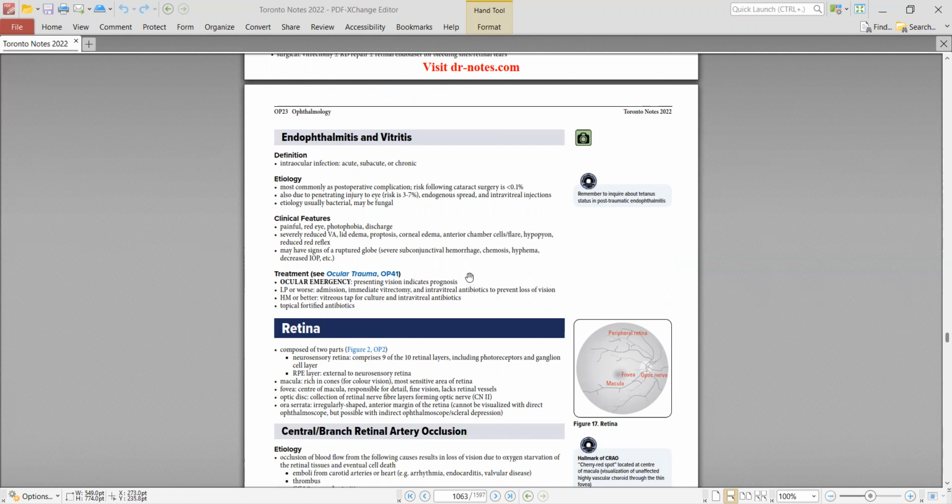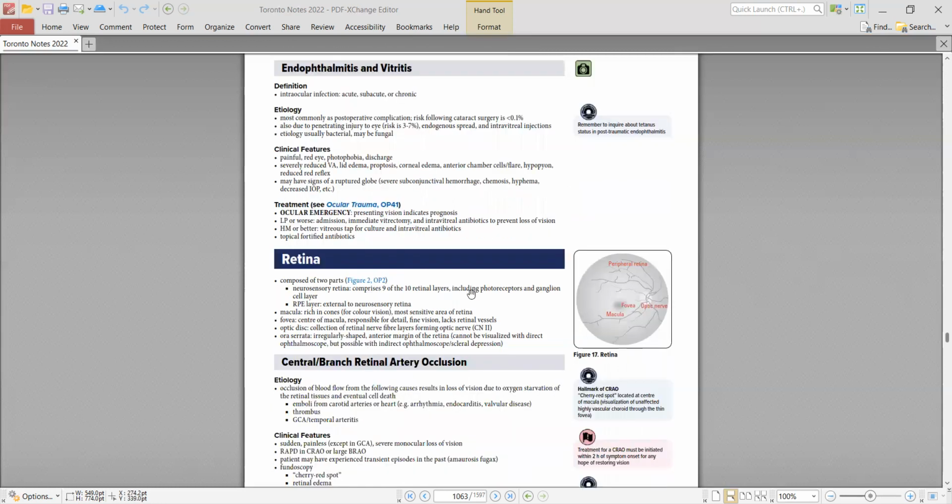So if the vision is there, it means there's some chance you can save the patient's vision. But if not, it's an ocular emergency. Lumbar puncture should be done. Admit the patient, immediate vitrectomy, intravitreal antibiotics.